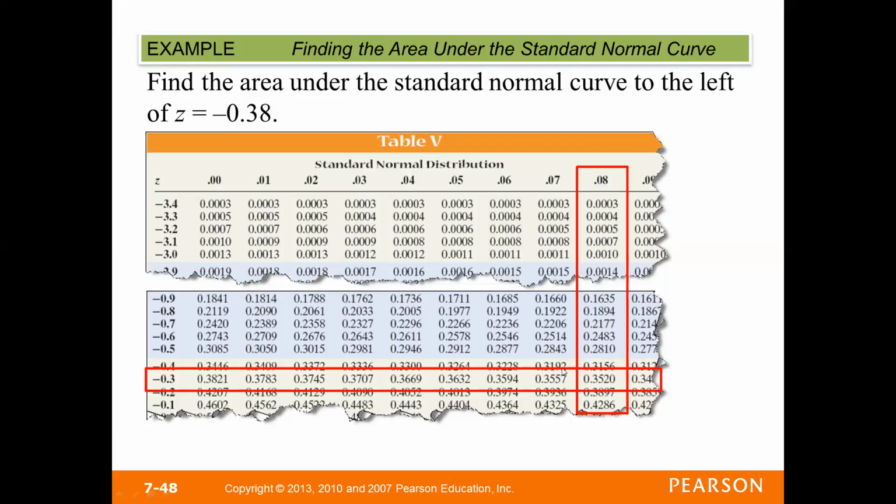So in other words, there's a 35.2% chance that I would get a z-score less than minus 0.38. The area to the left of z equals minus 0.38 is 0.3520. Again, the table gives me the probability of being less than this z value.